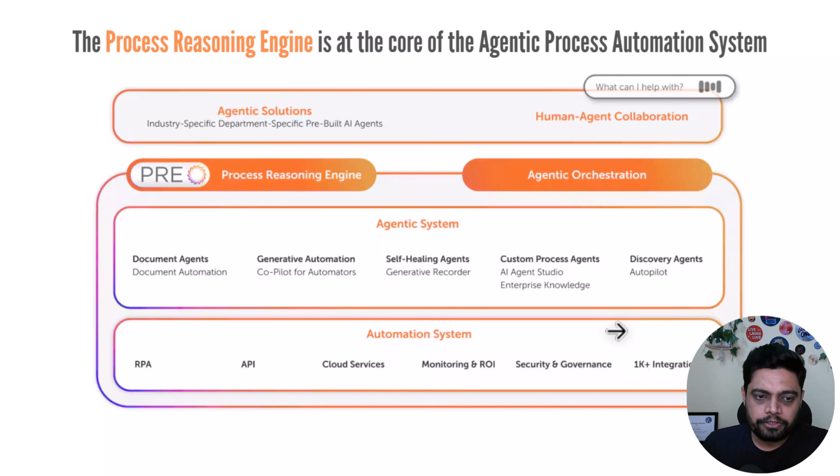The layer that we have below is the automation system layer, where we have RPA, API task, cloud services. Then we have the agentic system, we have document agents, generative automation, self-healing bots using generative recorders, discovery agents, AI agent studio, and enterprise knowledge. And then these are powered by process reasoning engine and agentic orchestration. We have human in the loop, which is human bot or human agent collaboration through automation copilot.